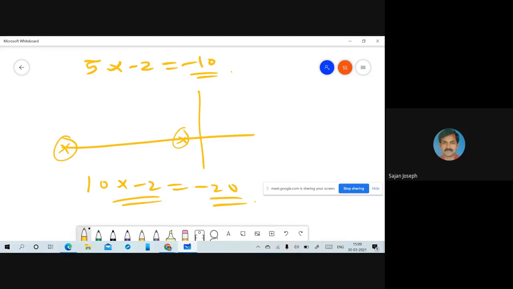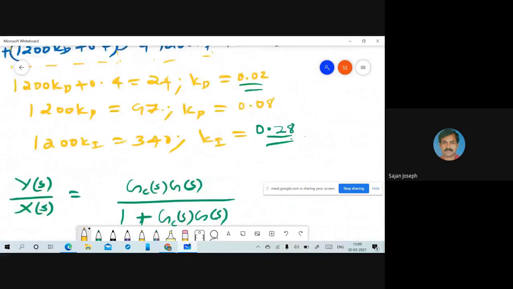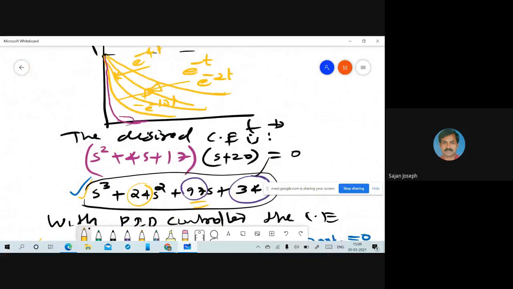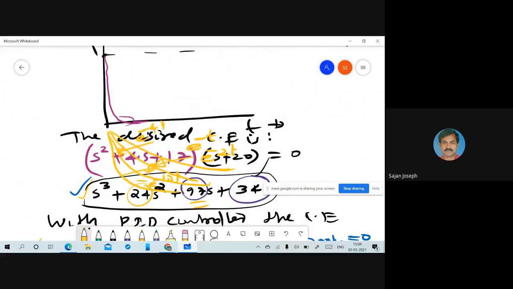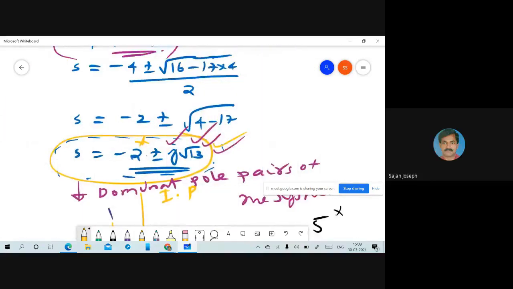Is it clear, Amit? Sir, how does minus 2 come? Minus 2 is the real part of the dominant pole pair. Okay, sir. I hope it is clear.